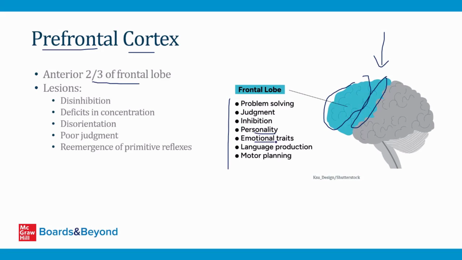So when you get a lesion of the frontal lobe that damages the prefrontal cortex, you're going to get clinical features like what's shown here. These are mostly behavioral changes. So patients can be disinhibited. They can have problems concentrating. They can be disoriented. They can exhibit poor judgment. And then you can also get reemergence of primitive reflexes. I talk about these reflexes in other videos. They're present in newborn babies because their frontal lobe is underformed. But once it develops, they go away. But they can reemerge in patients who have a lesion of the prefrontal cortex.